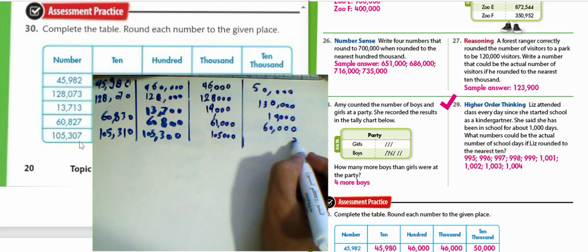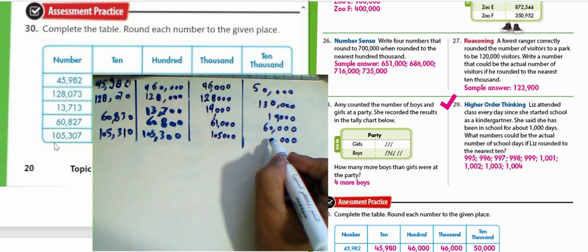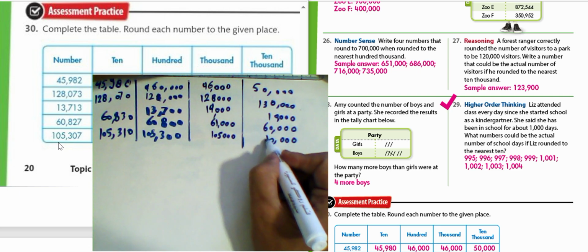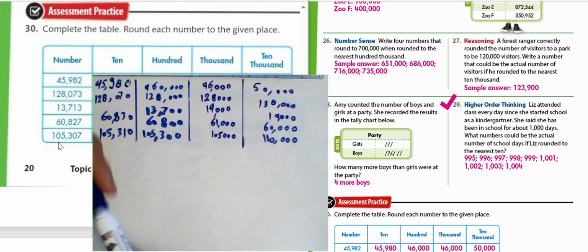And here at 1, 2, 3, 0. And also 0, 10,000, 0. 5 can give 1 to 0, yes. Be 110,000. Okay, the answer here.